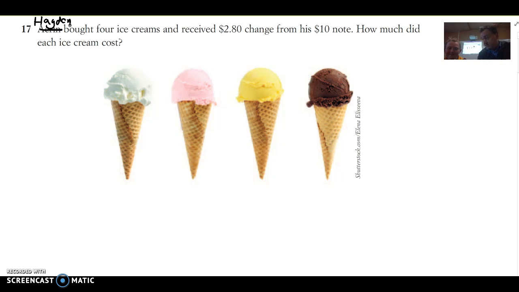So Hayden, you bought 4 ice creams. You don't know how much they cost. And you get $2.80 change from the $10 note you gave them. But you want your friends to pay you back, so you got to know how much each ice cream cost. This is a pretty real life situation, isn't it? You got to know how much each of them has to pay for the ice cream.